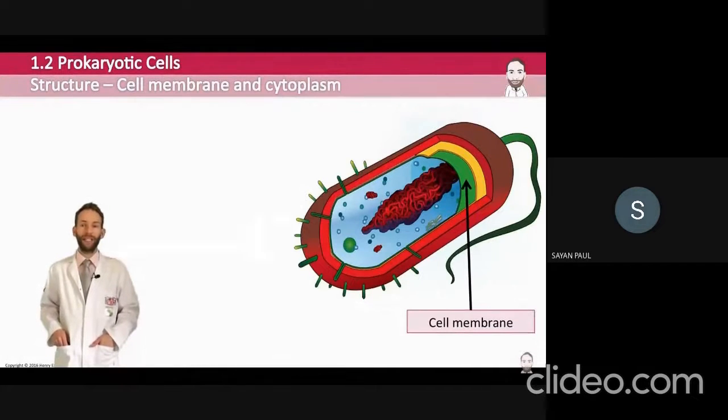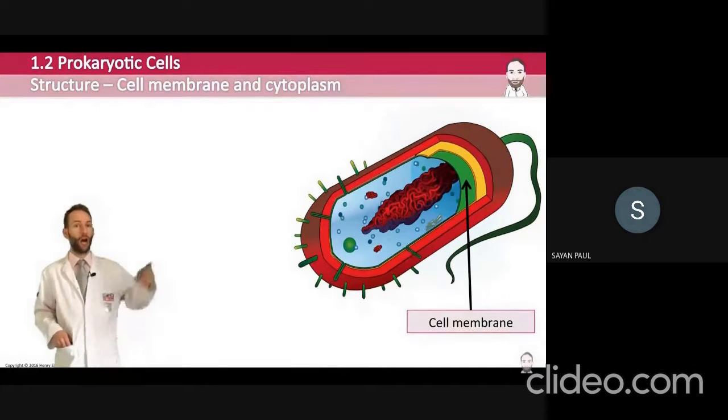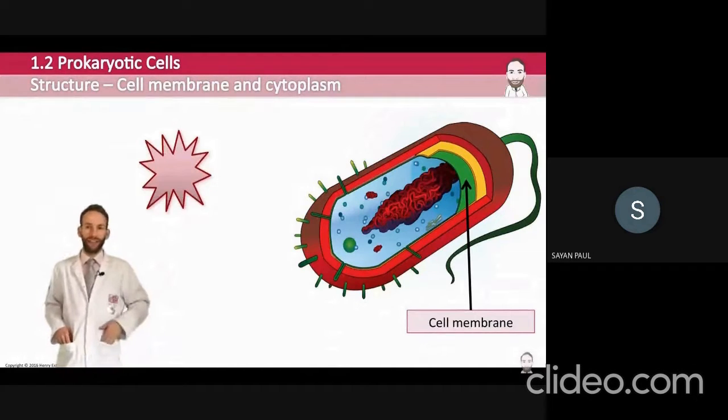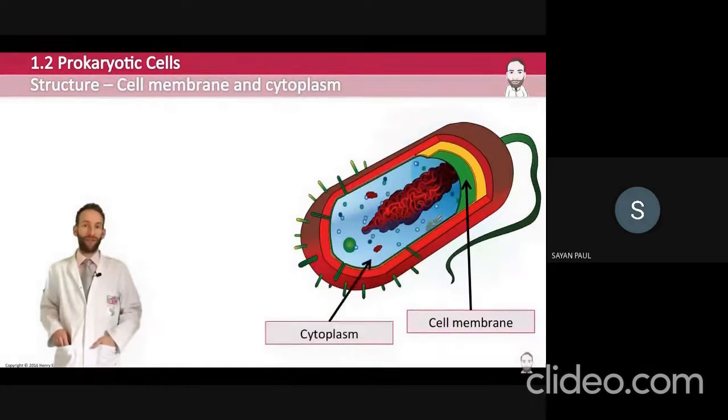The cell membrane is pretty much exactly the same as you'd find in a eukaryotic cell, and again we've done a video on that one which you can watch by clicking the link here. The cytoplasm is also very, very similar to eukaryotic cells. I suppose the major difference really here is that there is no cytoskeleton.